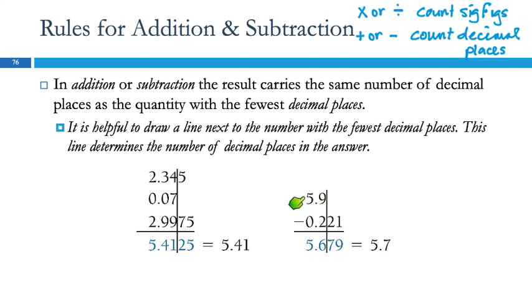So here's an example, 5.9 minus 0.221. This has 1 decimal place. This has 3 decimal places. The smallest is 1, so we can only have 1 decimal place in the answer.